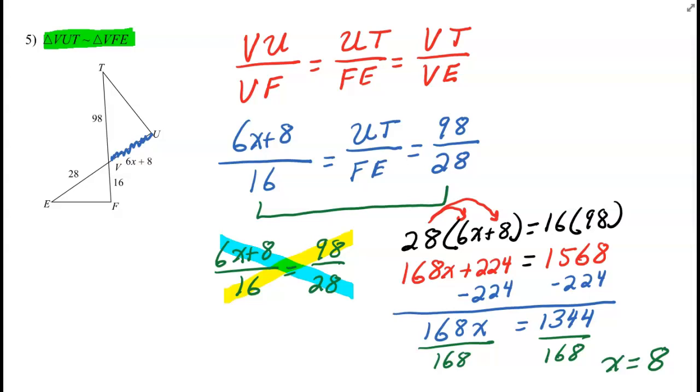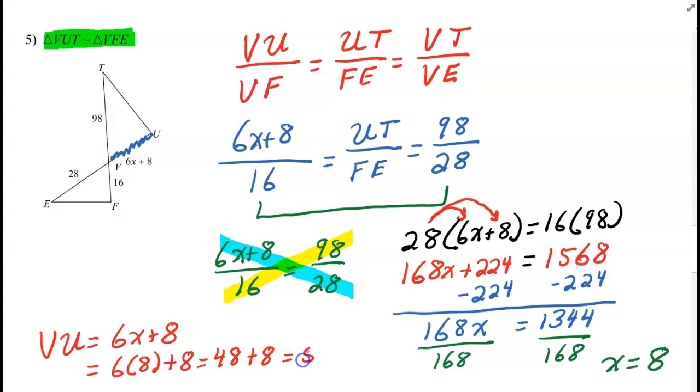Now it is possible on the test, maybe I would ask you what VU is. So VU is 6x plus 8. So I would say 6 times 8 plus 8. That's 48 plus 8, which is 56. I know on this worksheet it simply asks for x, but you may be asked for VU on the test.